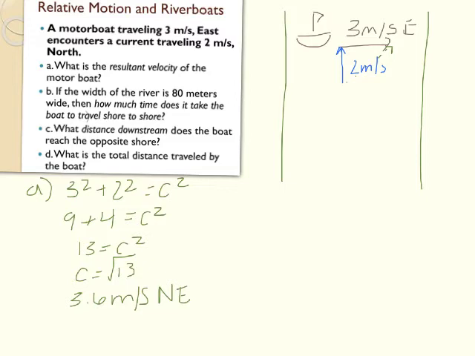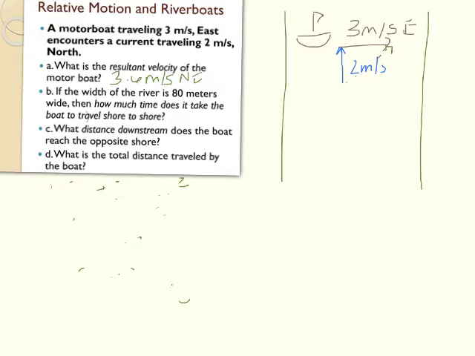Now we're going to get into tricky stuff. So let me write this here. 3.6 meters per second northeast. So we have that one. I'm going to erase this down here so we have some more room. So the next question is asking about if the width of the river is 80 meters. Alright, so our river width is 80 meters. How much time does it take the boat to travel to the shore?